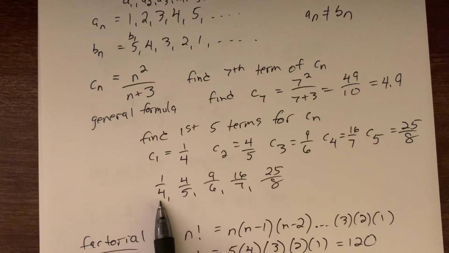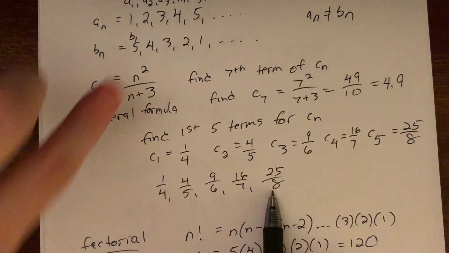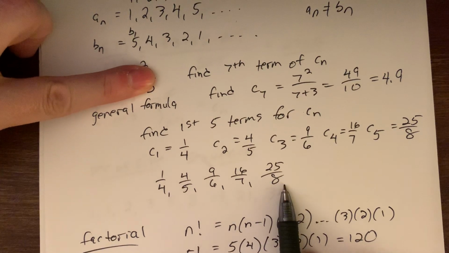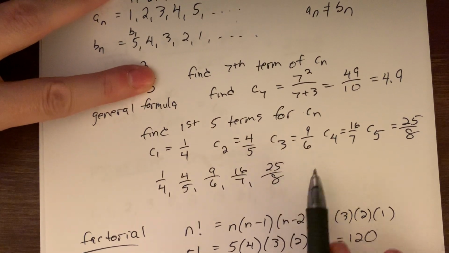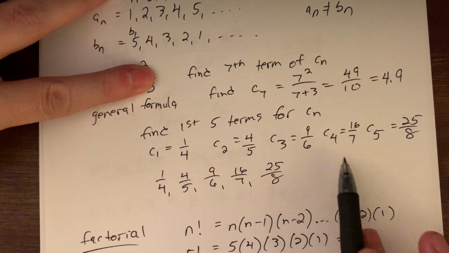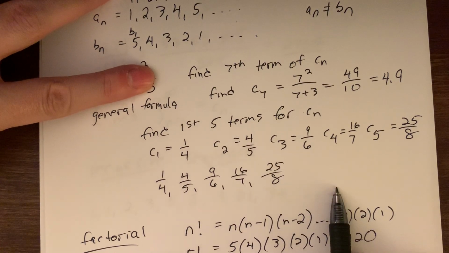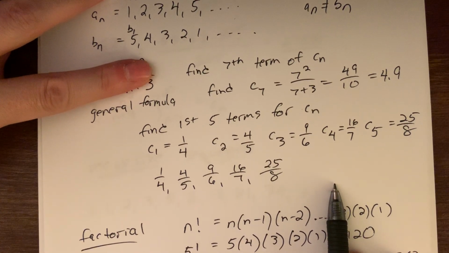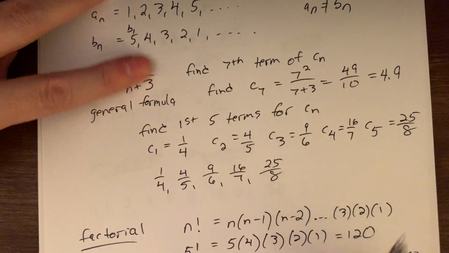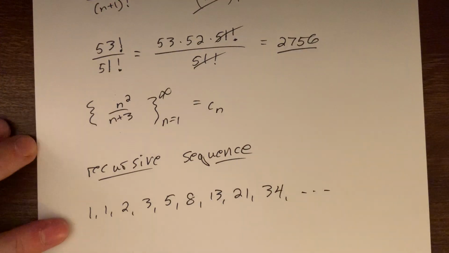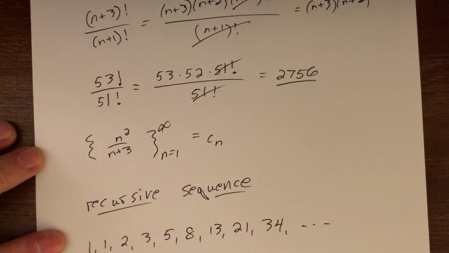I didn't start at 1, but I still just keep bumping my denominator up by 1. So even without this formula, maybe I can predict that my next term would have been 36 over 9, and then my next term would have been 49 over 10. So again, the idea of patterns is always there. But now coming back to this one, do we see the pattern?